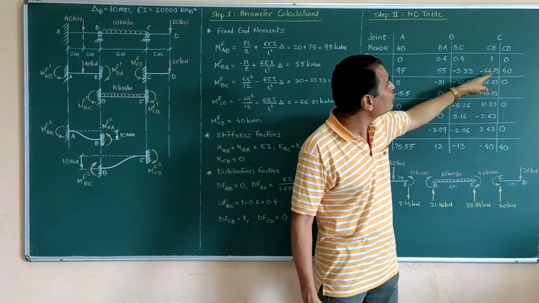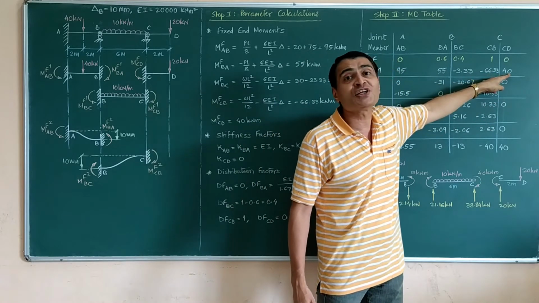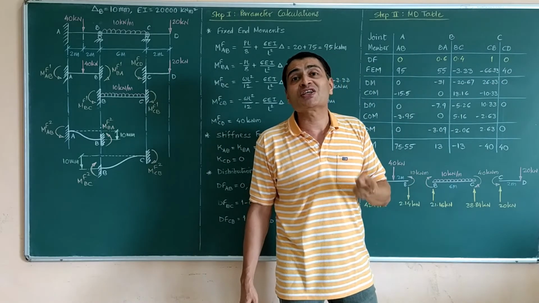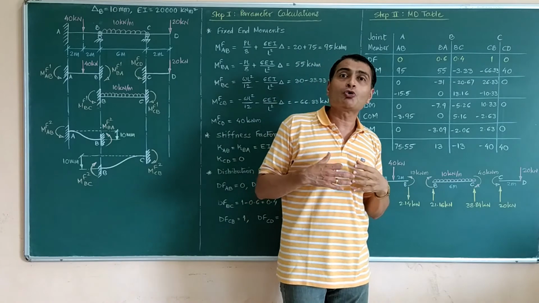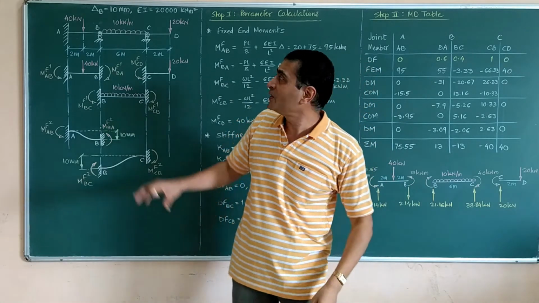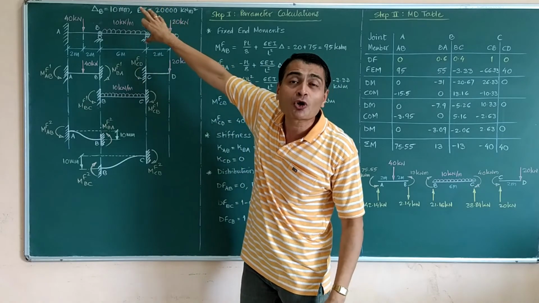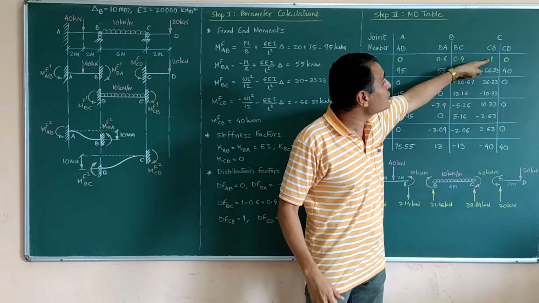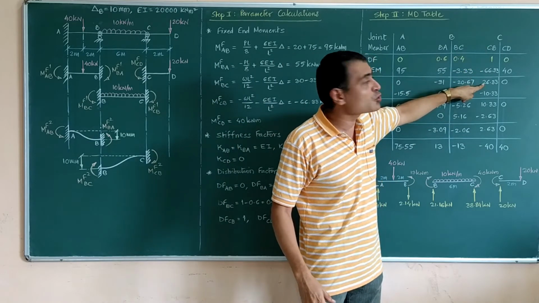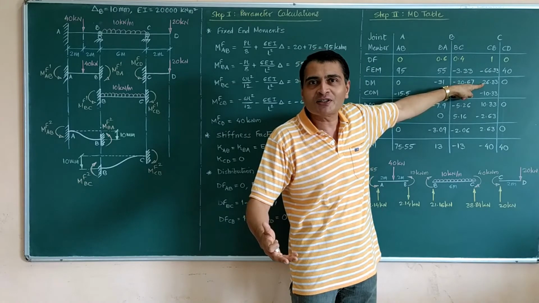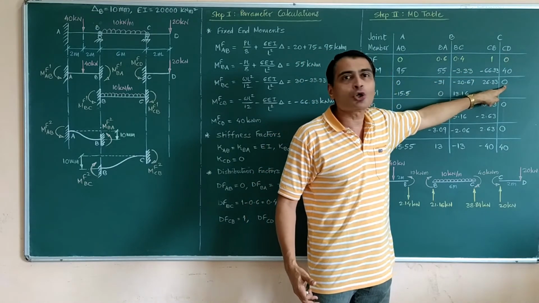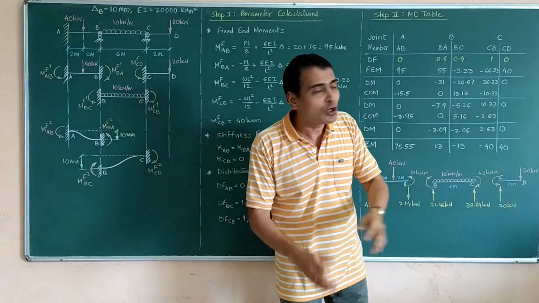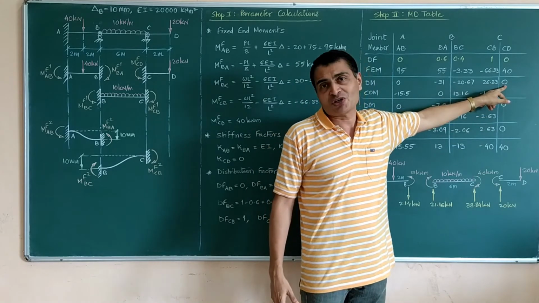Similarly, here we have negative 66.33 and positive 40, meaning there is an imbalance of negative 26.33. So what do I do? I apply positive 26.33 at joint C, meaning anti-clockwise 26.33 at joint C. Now, because this distribution factor is 1, this member will absorb that moment entirely, 26.33. And this distribution factor is 0, so 26.33 into 1, 26.33 into 0. My calculations fetch these results that I am writing.